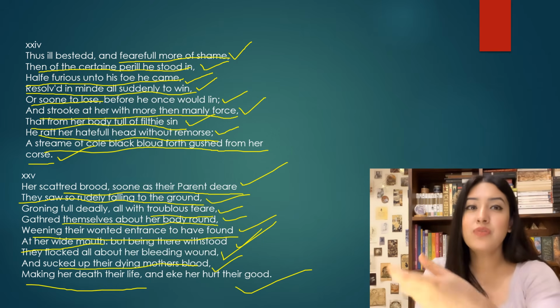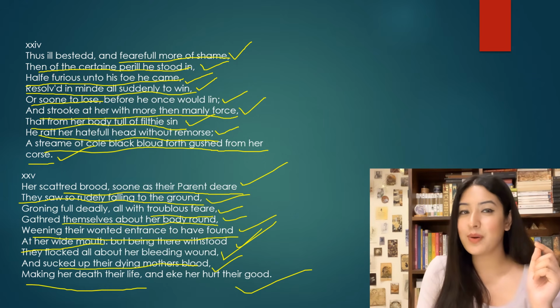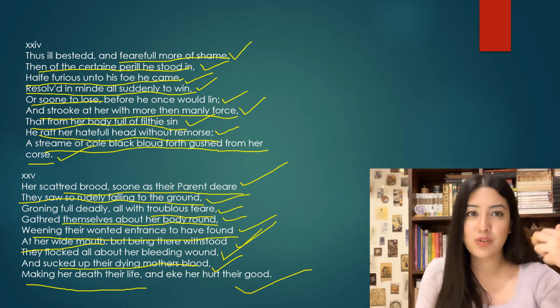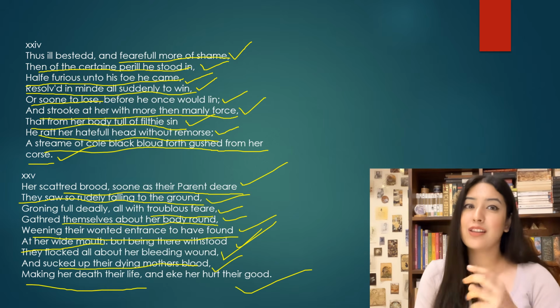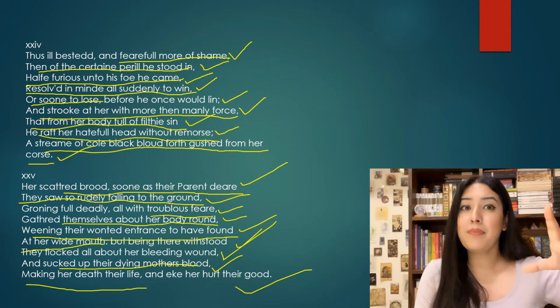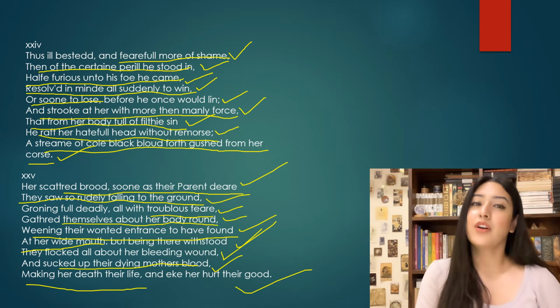So her offsprings are still doing the dirty deeds, but they drink up the consequences. They drink up so much of the blood that their bellies swell up and they burst and then they die. So Error dies, and soon after her offspring also die. Okay, so let's move on to the last part of Error's encounter with the Red Cross Knight.